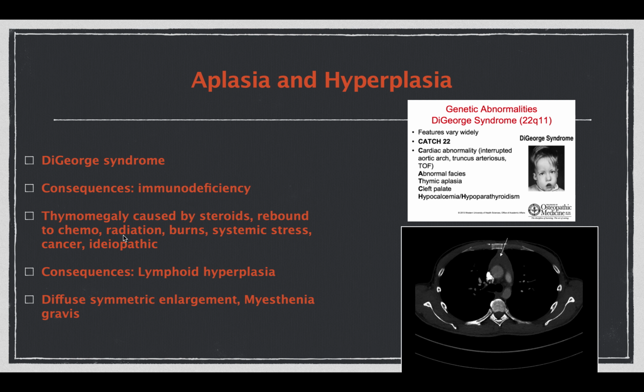On the opposite end, thymomegaly can be caused by steroids, chemo, radiation burns, systemic stresses, cancer, and sometimes it's just idiopathic. The consequences of thymomegaly is lymphoid hyperplasia, and usually there's diffuse symmetric enlargement, and myasthenia gravis is also associated with thymomegaly. So here's thymomegaly in an adult. Remember, it's not supposed to be this big at all.